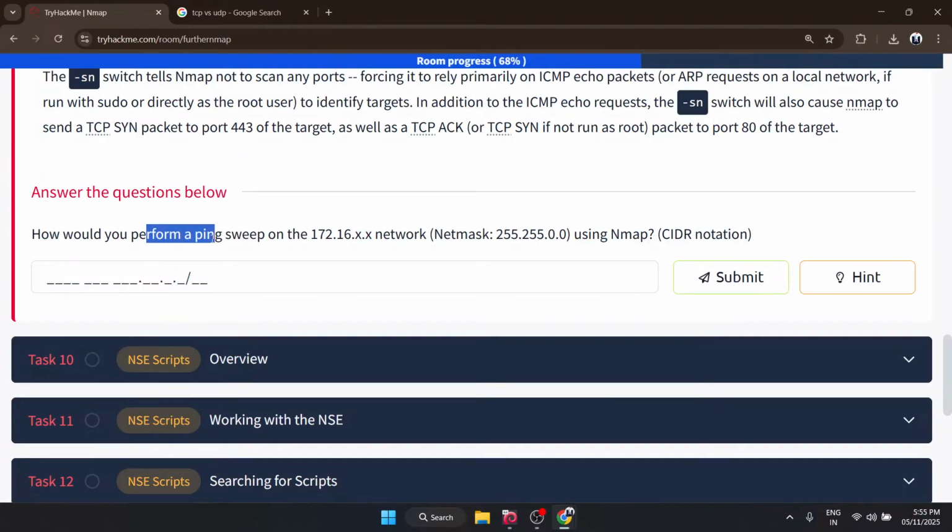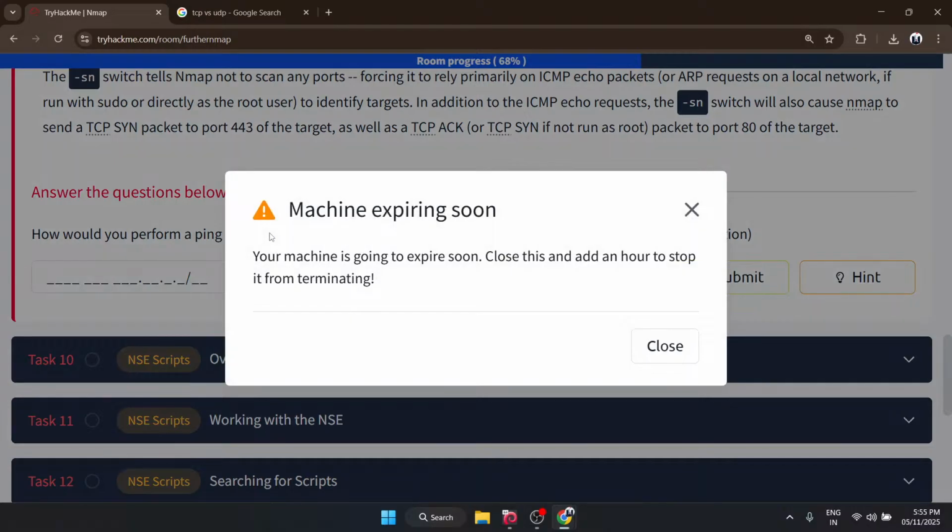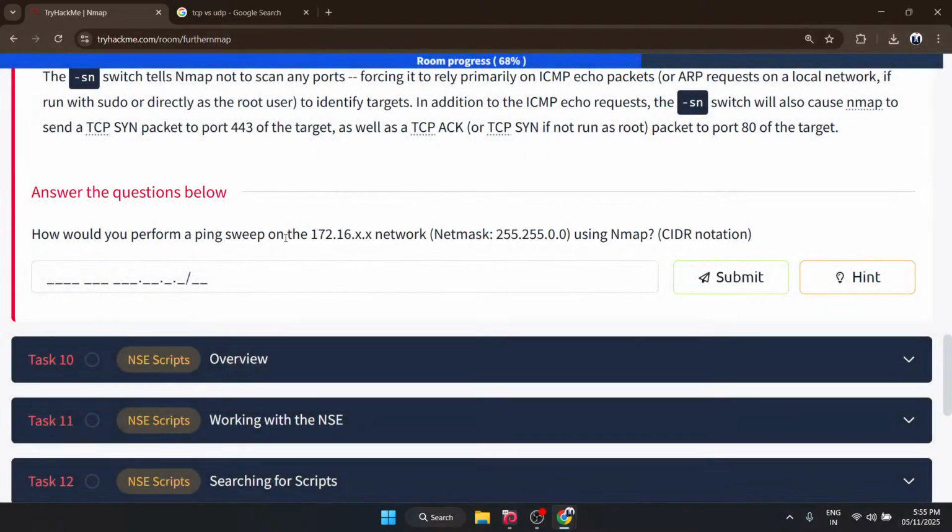So now it is saying that it wants to do the ping sweep, meaning only ping all the systems. And this is the network address 172.16, and this has got the subnet mask of this, meaning they belong to class. Yes, live host. All the live hosts we scanned.